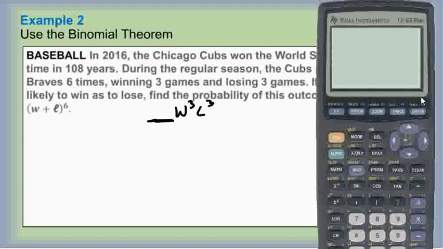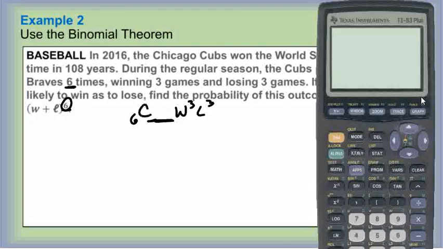When we do this, we're going to choose the total number. The total number is 6, so that's our first number. So 6 choose, and then it's always whatever the second exponent is of the second term. This would be 6 choose 3.